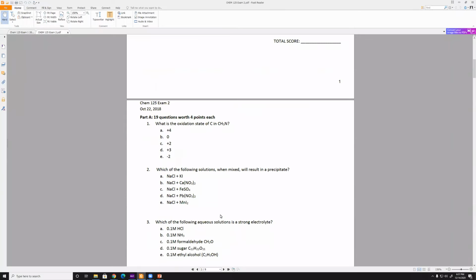So number 1 for exam 2, oxidation states of carbon. Are there any questions on that? No, but I'll go over it anyway. It's kind of easy. So carbon, right?